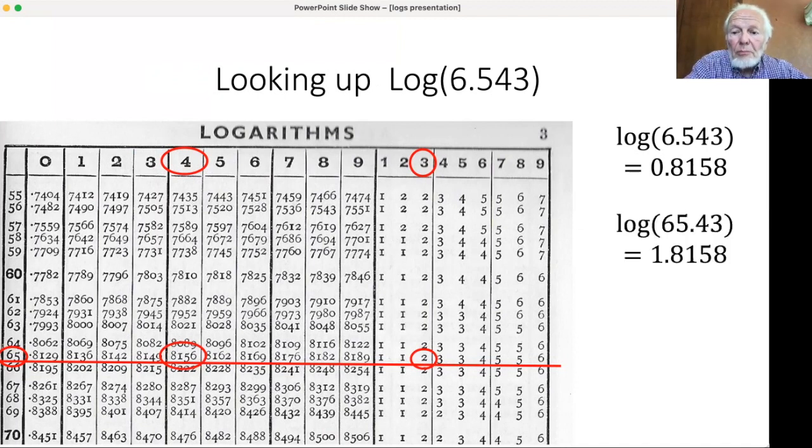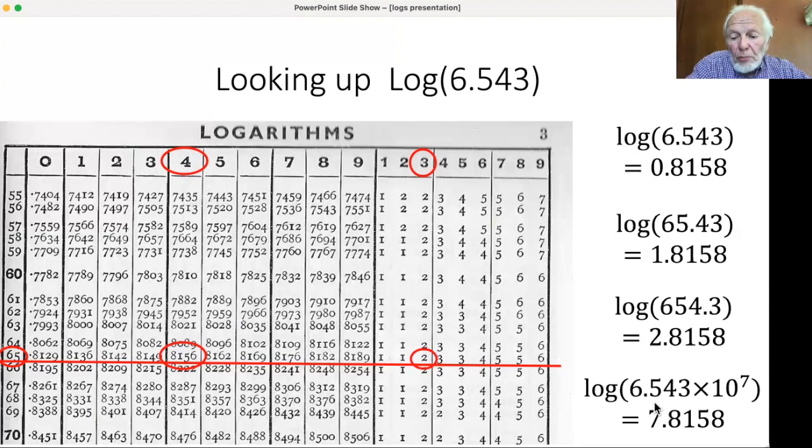Now, the beauty of using logs to base 10, of course, is that we can look up any number this way. So, for example, log of 65.43 is 1.8158 because 65.43 is 10 times that, so its logarithm is 1 more. Similarly, log of 654.3 is 2.8158. And if we're using scientific notation, log of 6.543 times 10 to the 7 is 7.8158.